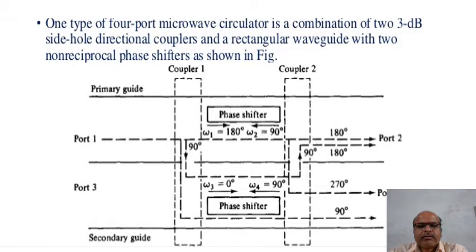If we give the input to port 1, then at the output at port 2 the wave is in phase, that is a 180 degree phase shift. But at port 3 and port 4 outputs, if you observe, they are not in the same phase but out of phase, that is 270 degree and 90 degree.